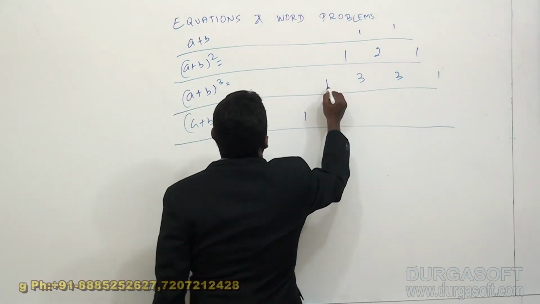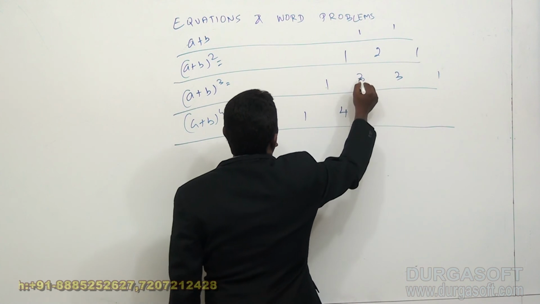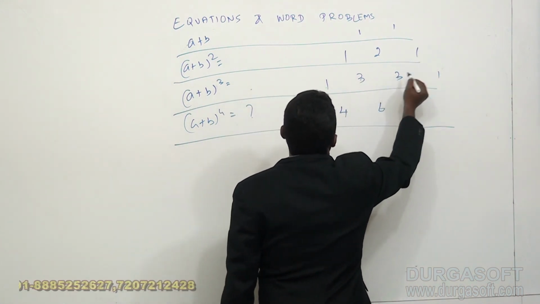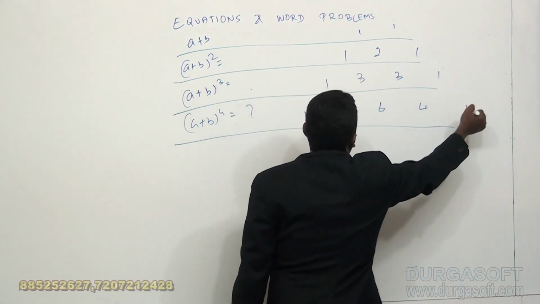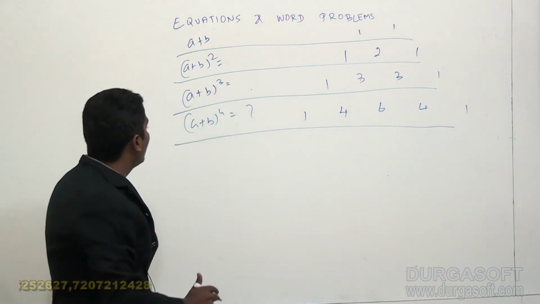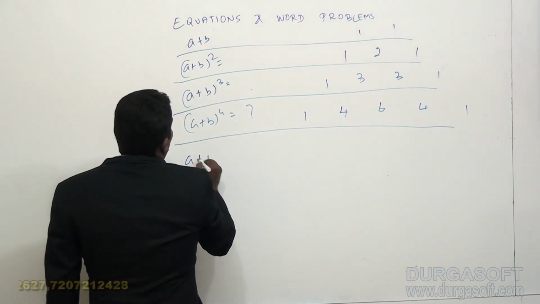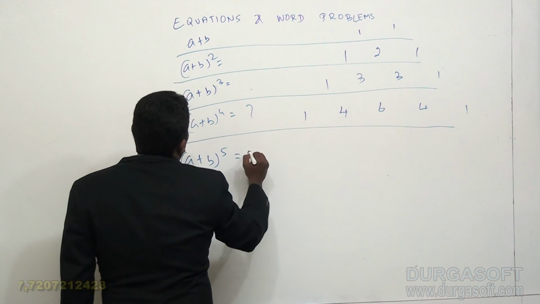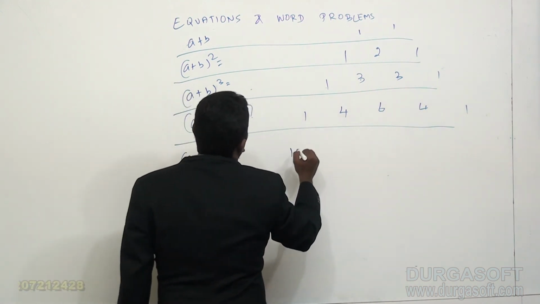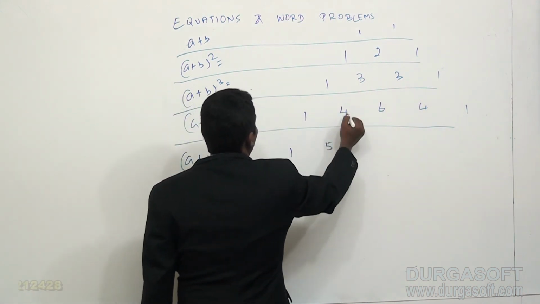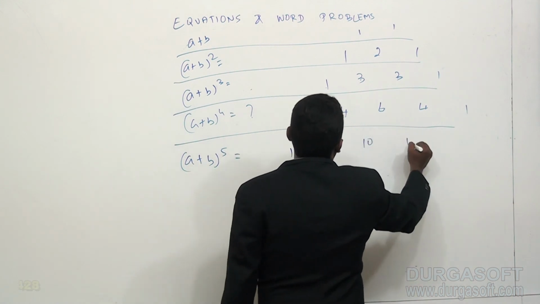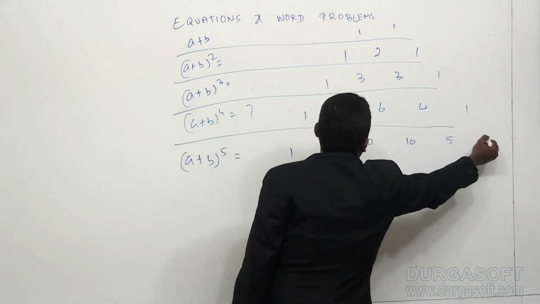Again 1 you write on the left-hand side, 1 plus 3 is 4, 3 plus 3 is 6, 3 plus 1 is 4, 1 you write in the last. Next, a plus b the whole power 5. This I can write as 1 in the left corner, 1 plus 4 is 5, 4 plus 6 is 10, 6 plus 4 is 10, 4 plus 1 is 5, 1.